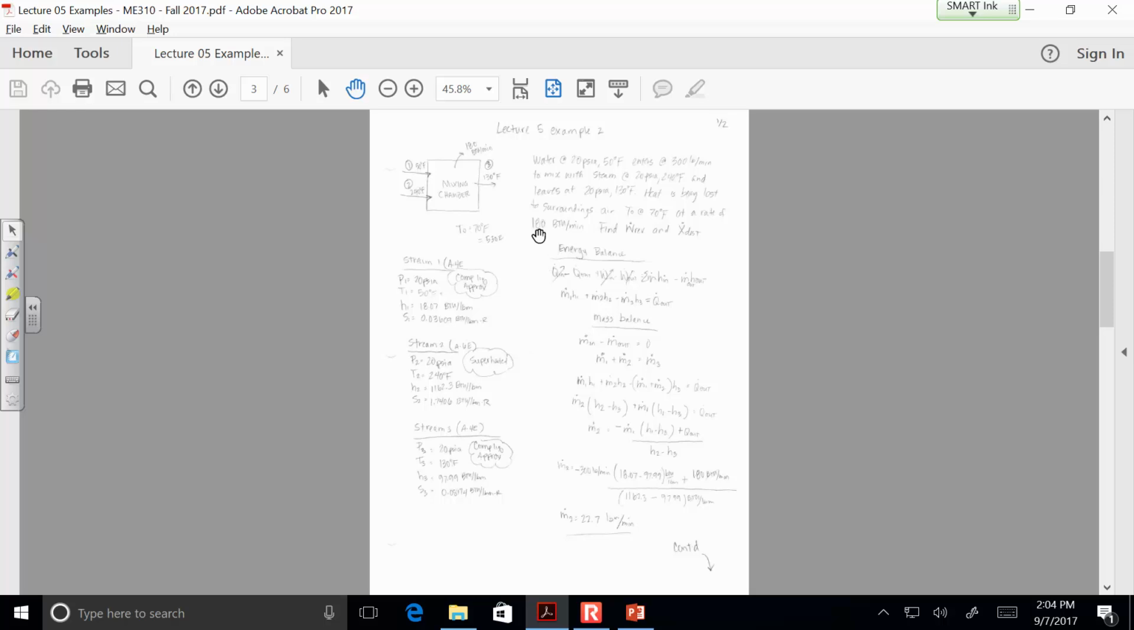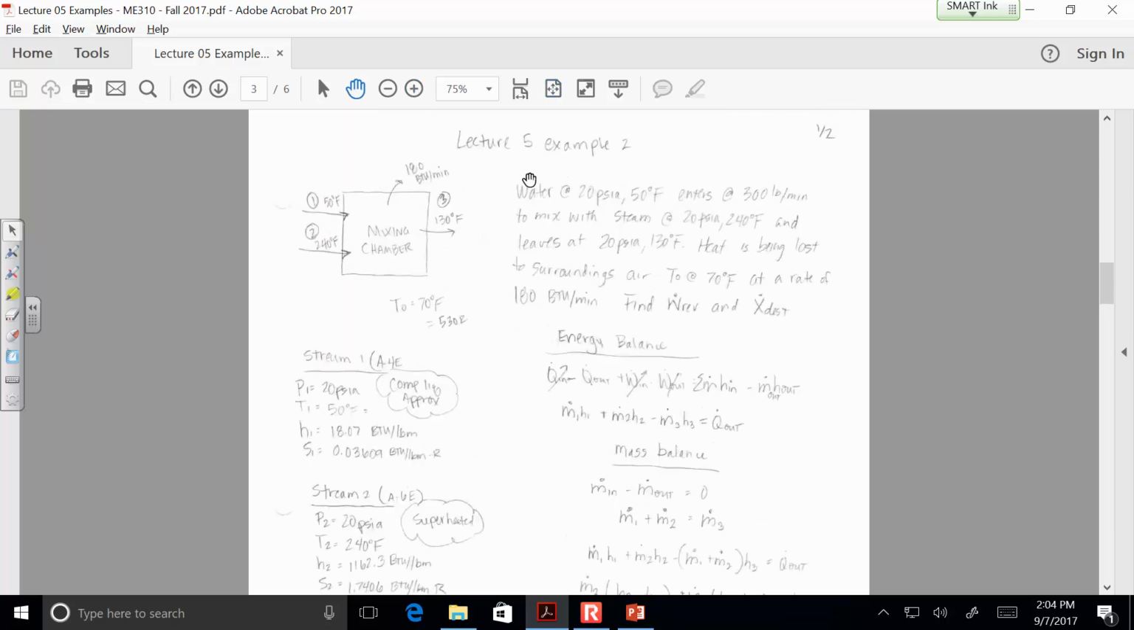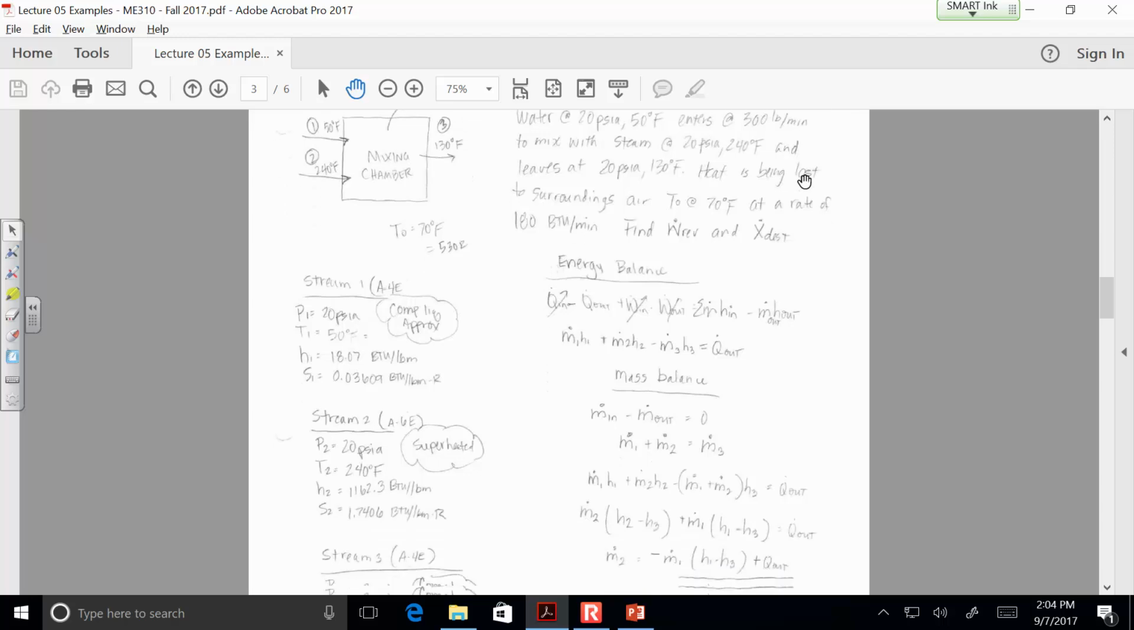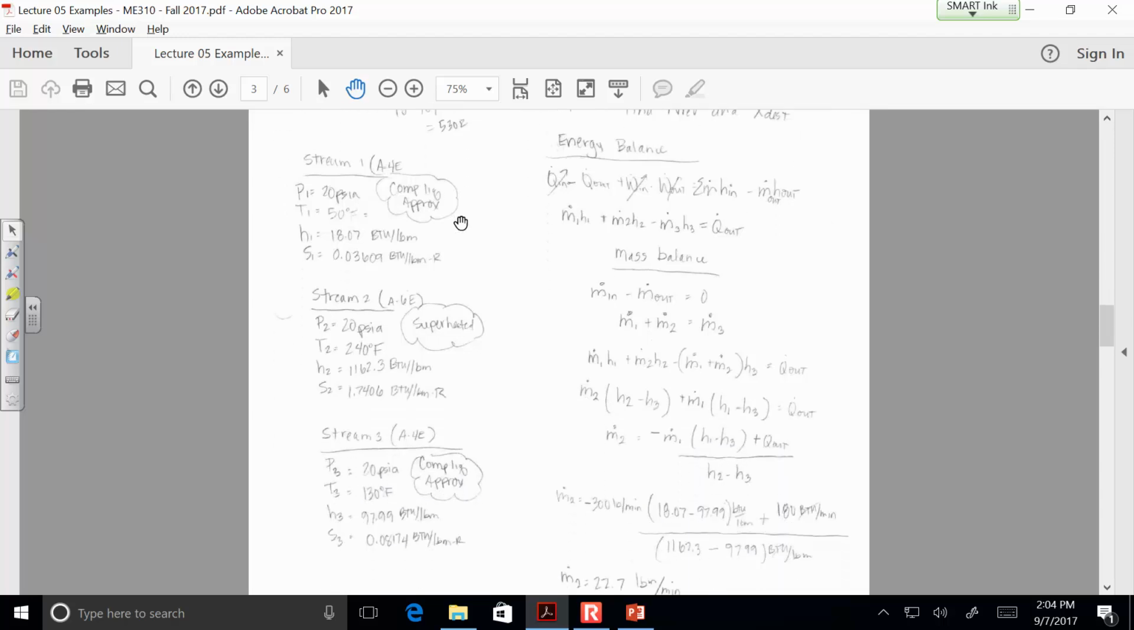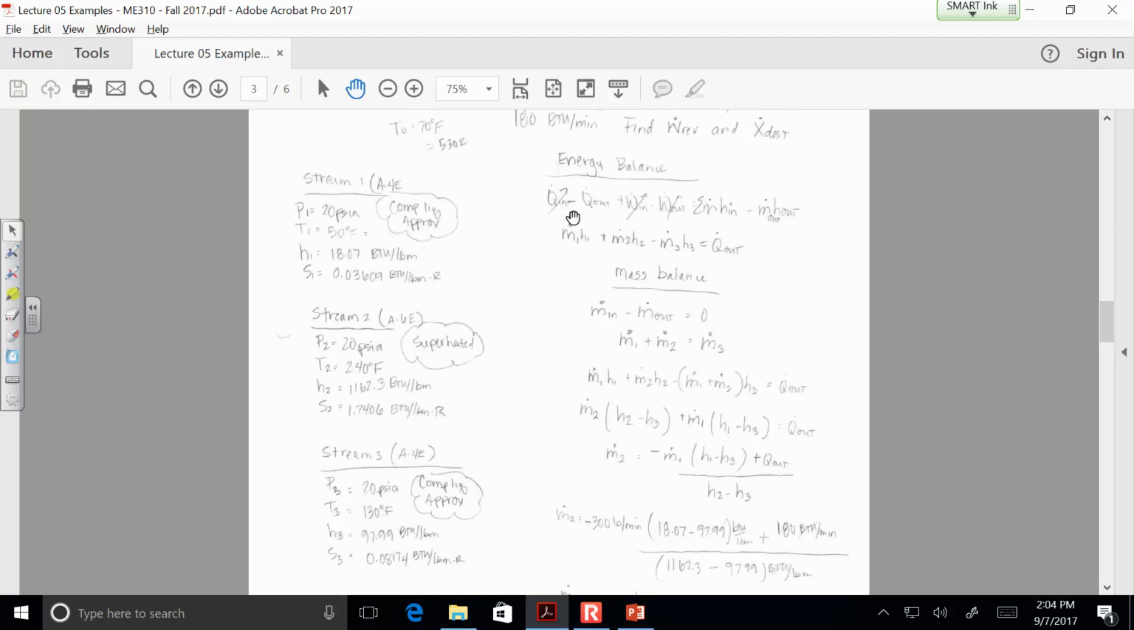So, back to this mixing chamber example. Is it big enough that you can see, or should I zoom in? I'll zoom in a little. So we have water coming in at two different temperatures and leaving at a third temperature. Basically, we had to look up all the properties of the three different fluid streams. The first one uses the compressed liquid approximation. The superheated steam is directly from the table, and for the stream coming out we again use the compressed liquid approximation.